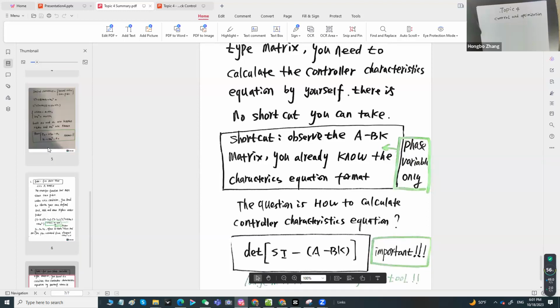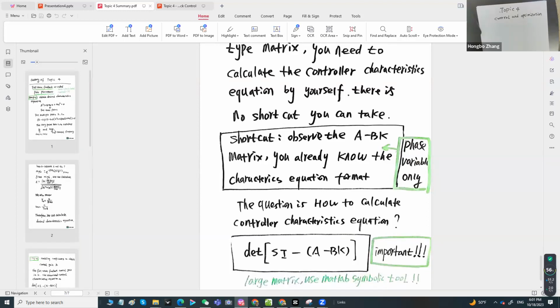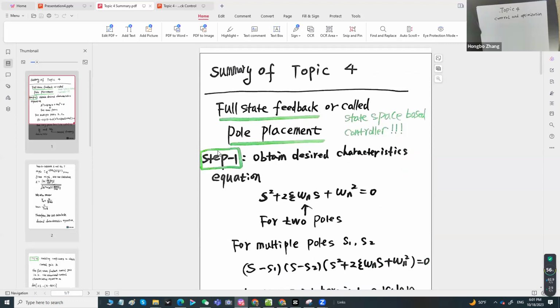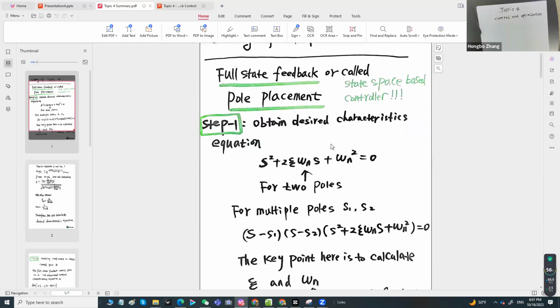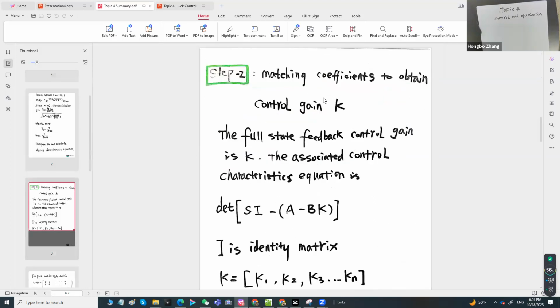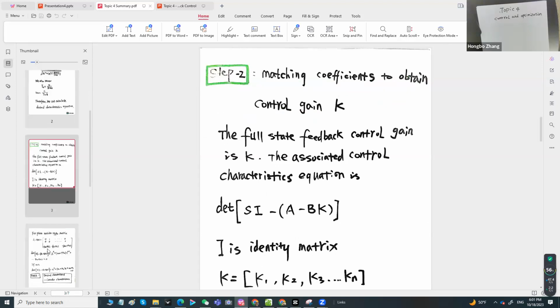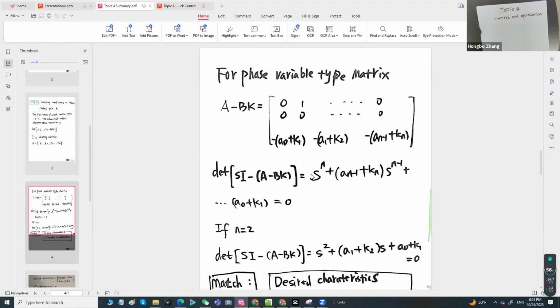Alrighty, so to summarize. Some of you may feel it's a little hard to understand, so I give a summary here. Step number 1, this is most important: obtain the desired characteristic equation. Step number 2, match coefficients. Be careful with the controller characteristic equation. If phase variable, good luck, just literally put it here. If not phase variable, calculate the determinant. It's hard for a 5x5 matrix; you're probably not using hand calculation, just MATLAB.